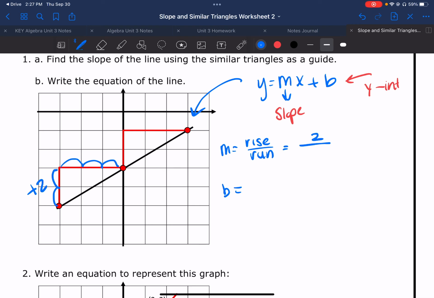Now 1, 2, 3. This is my run, positive 3. So I just found my slope. Let's make sure it's the same. Up 1, 2, positive 2. 1, 2, 3, positive 3. Yep, it's the same. So I just found my slope. Up 2 over 3, done.